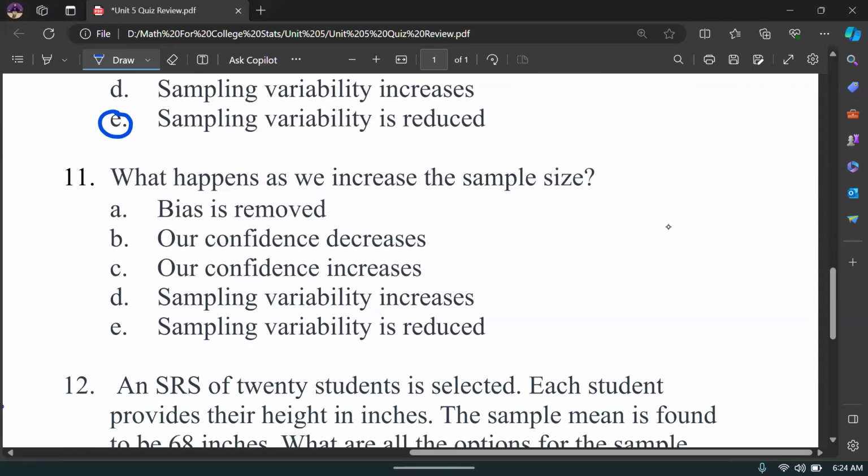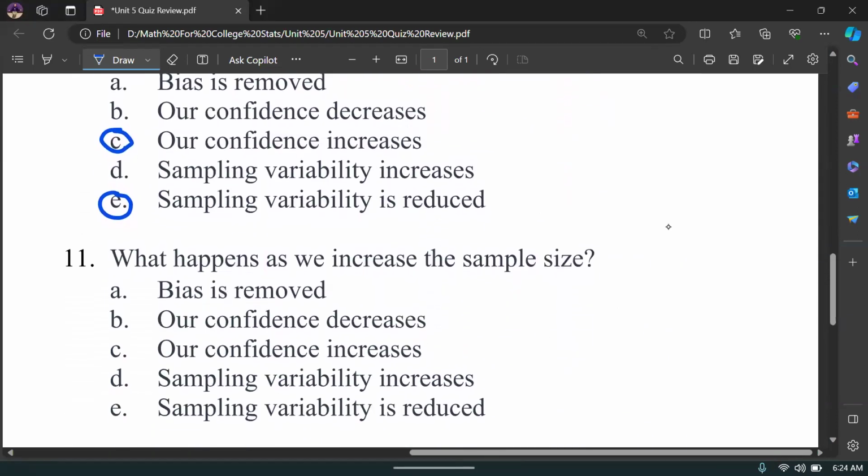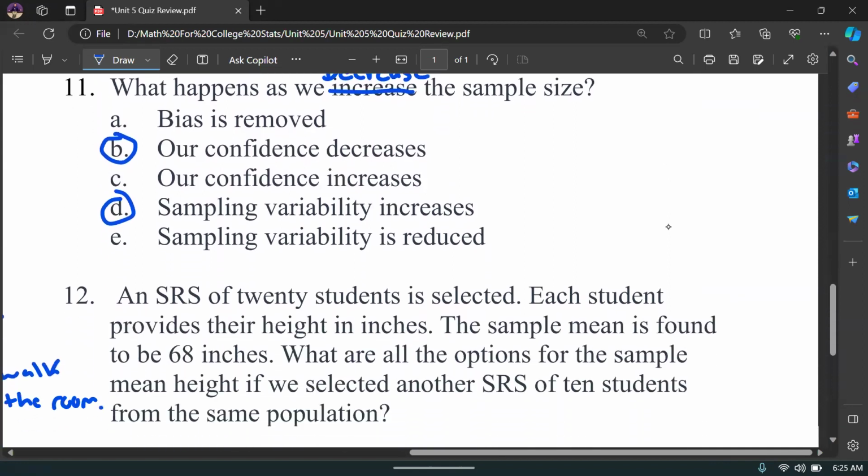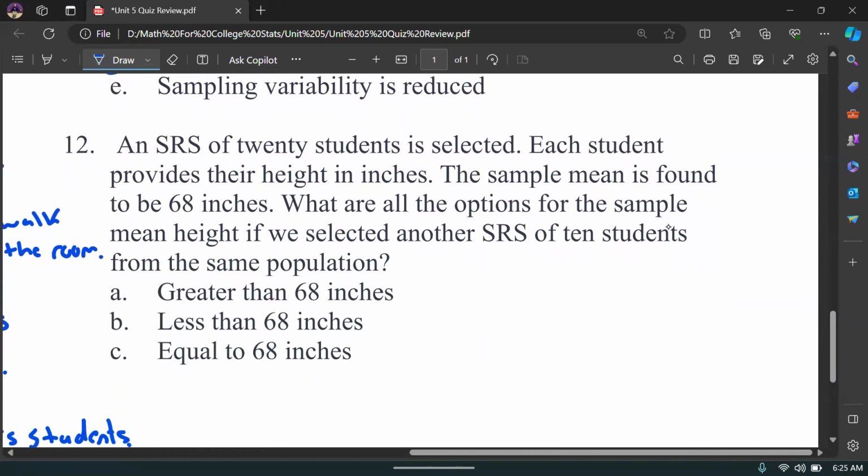What happens as we increase? Oh, I think I meant to say one of these is supposed to say decrease. So we're going to make this one decrease. I don't know how I missed that. I'm going to have to check the quiz now to make sure that's correct. If we decrease the sample size, the opposite thing occurs. Our confidence goes down because the variability has gone up. Variability going up means that you might get a wider range of answers. And if you have a wider range of answers, then you're not as confident in the possible results. Okay, I'll check the quiz to make sure there's no typo there.